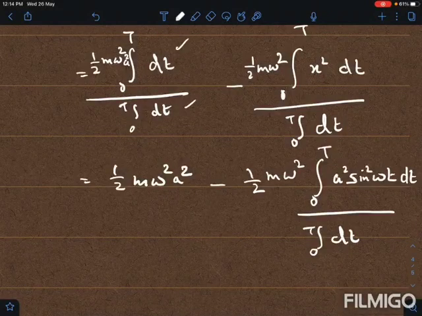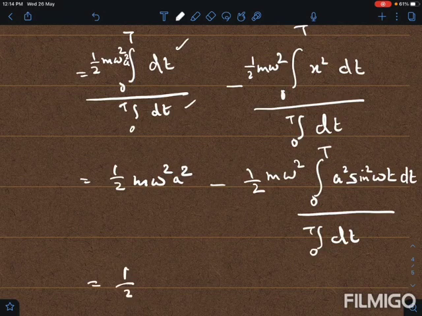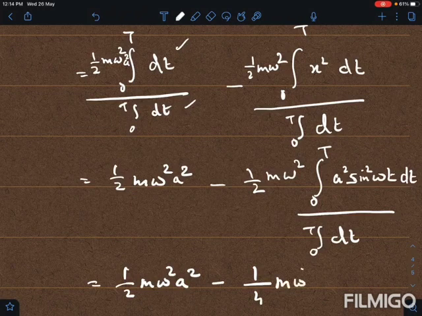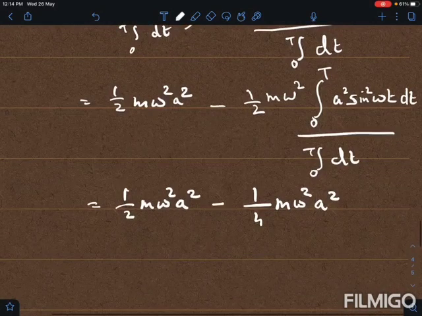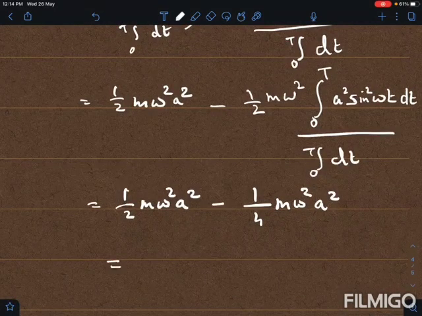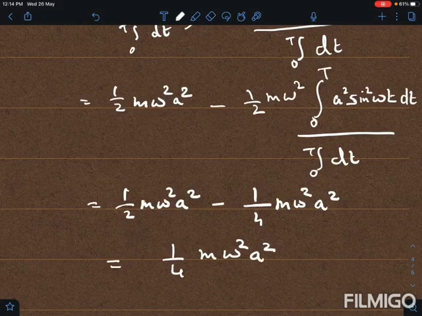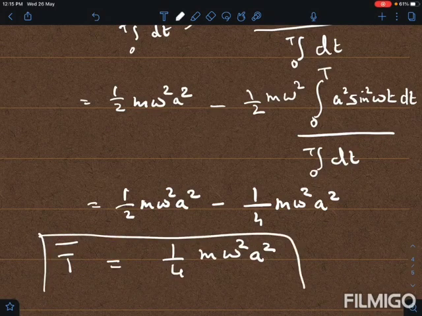So we can repeat here. You can just write it as half m omega square A square minus 1 by 4, that is what you got, m omega square A square. So again you end up with 1 by 4 m omega square A square. That is my average kinetic energy.